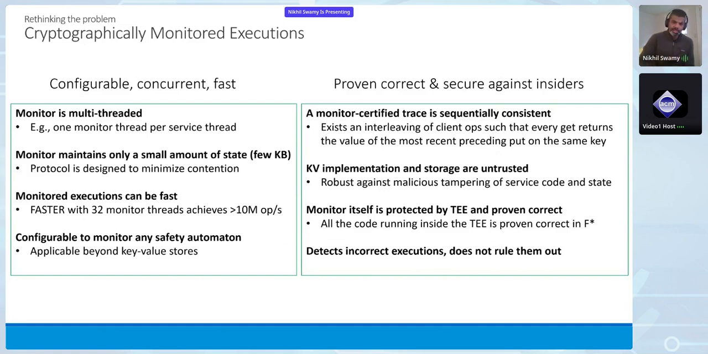The implementation of FastVer itself and its storage is untrusted because the only thing you have to trust for the correctness of the entire system is the monitor itself. And the monitor is protected by a trusted execution environment, and all its code is proven correct in F star. That said, and if it's not clear already, I'll just emphasize it. What we do is detect incorrect executions. We don't rule them out. So it's a runtime monitor.